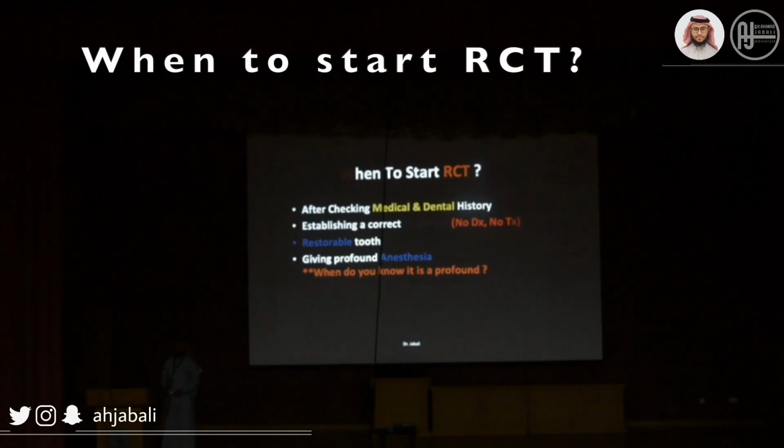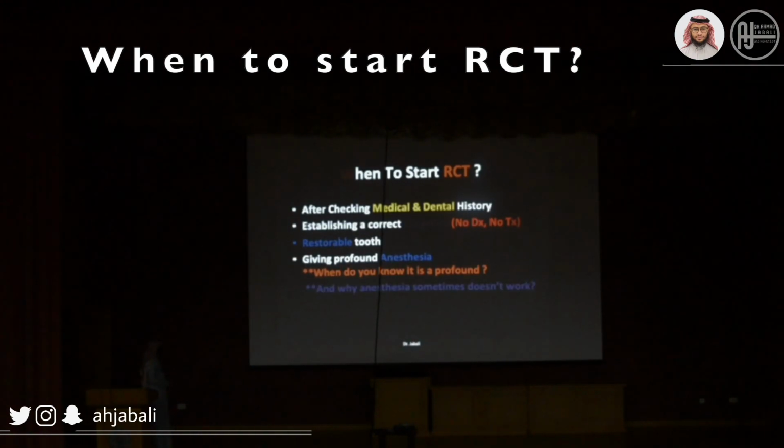You need to check the chief complaint. So if the patient has pain with cold, just take the cold test and put it on the tooth. If the patient still feels pain, then the anesthesia is not working. If the patient has pain with bite, you need to do the bite test.